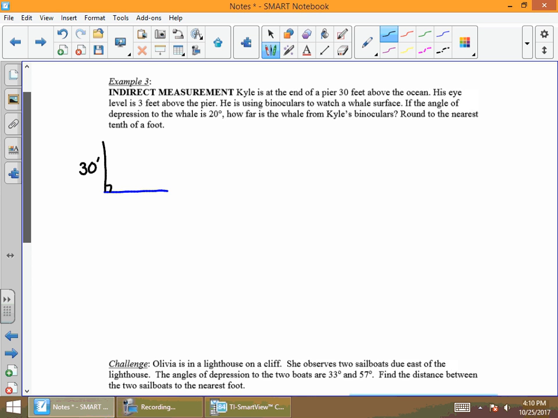Now I'm going to assume that he is at a right angle. This is where Kyle is standing. It says his eye level is 3 feet above the pier. So Kyle's eyes are another 3 feet up. And he's using binoculars to watch a whale surface. So down here we have a whale.